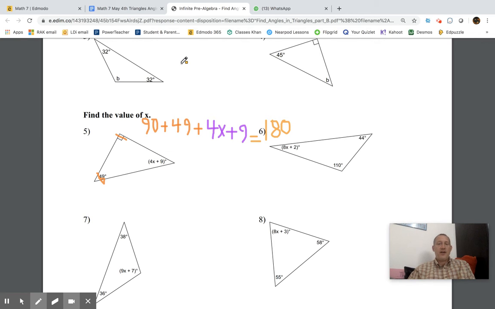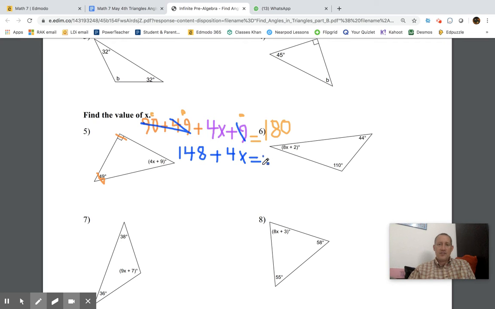All right, so now I would recommend for your next step is to combine like terms. So this 90, this 49, and this 9 are all like terms. Okay, so what is 90 plus 49? That's 139. Plus 9 more, that's going to give us 148. So we combine those three like terms, 90 plus 49 plus 9. So that gives us 148. Okay. And then we're going to bring down the 4x because it's not a like term.